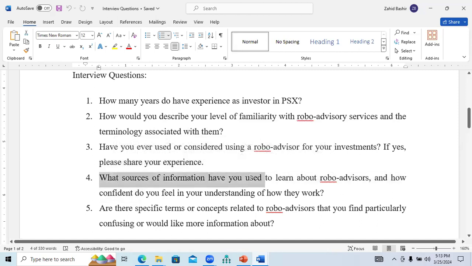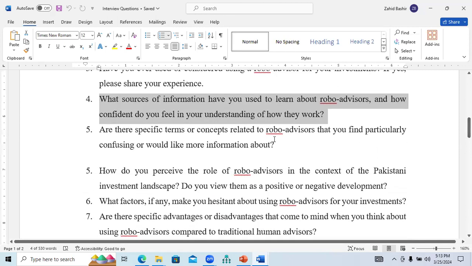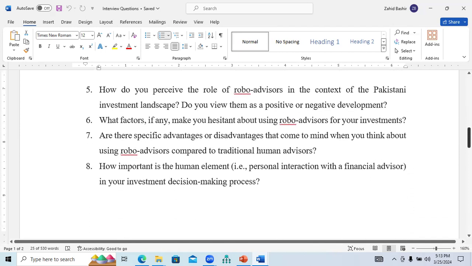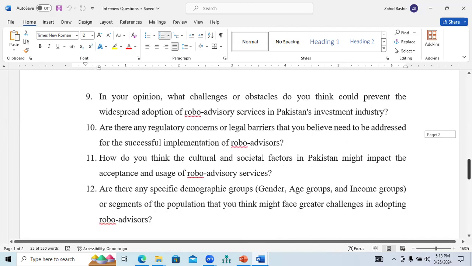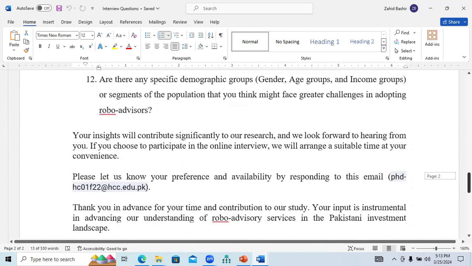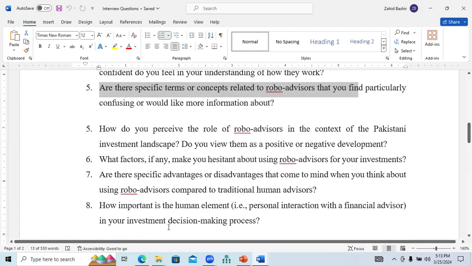What source of information have you used to learn about robo advisory, and how confident do you feel in your understanding of how they work? Are there specific terms or concepts related to robo advisory, and so on? There are approximately 12 questions that I asked relating to different scenarios of robo advisory.